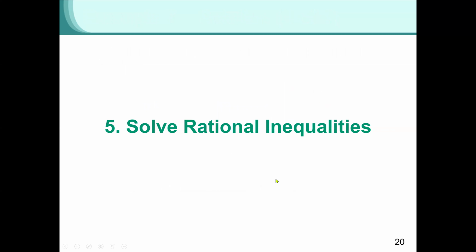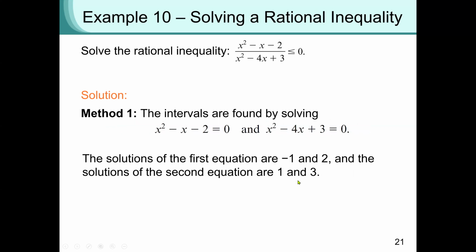Now let's solve the rational inequalities. We know a rational equation means we have a denominator and also a numerator. So here our expression is s squared minus s minus 2 over s squared minus 4s plus 3, less than or equal to 0. Now, if they say we should solve this, it means we are looking for the value of the variable x.